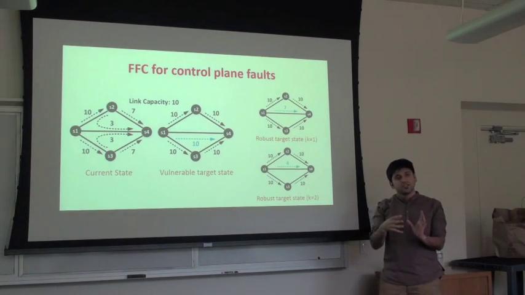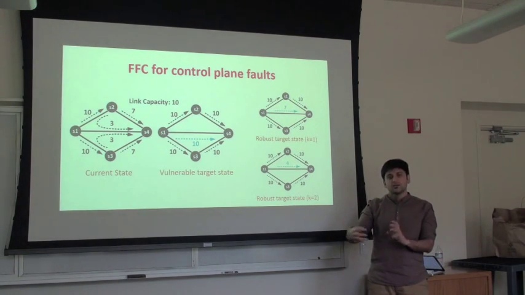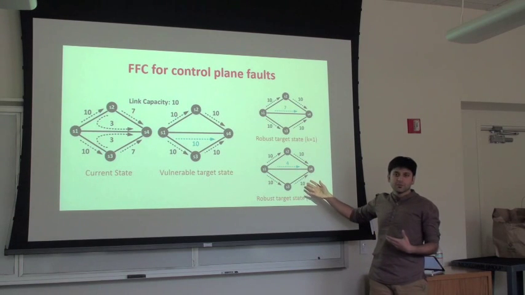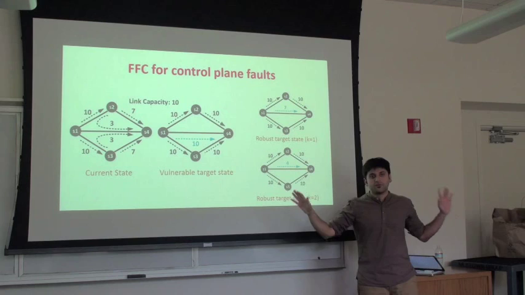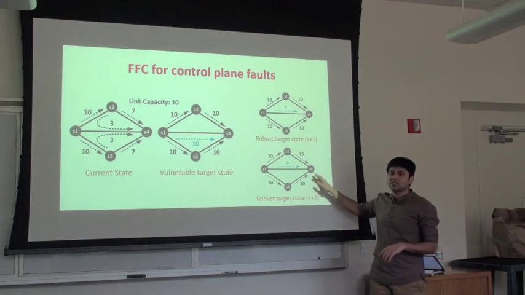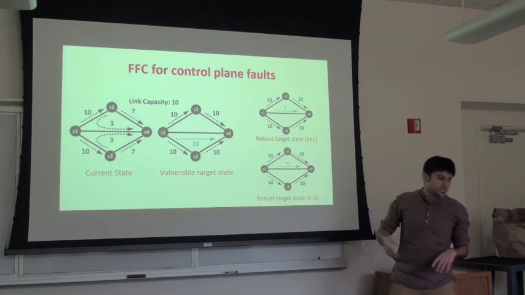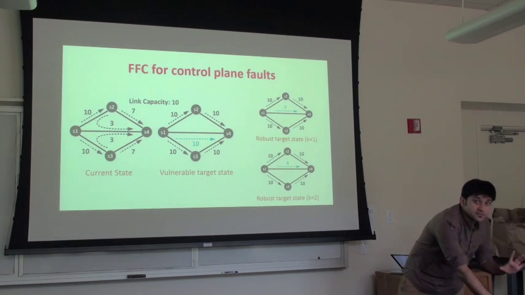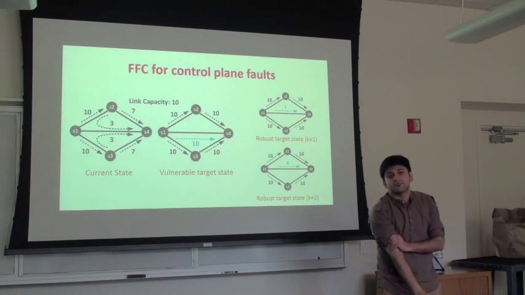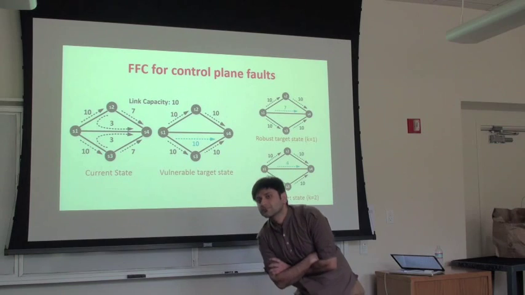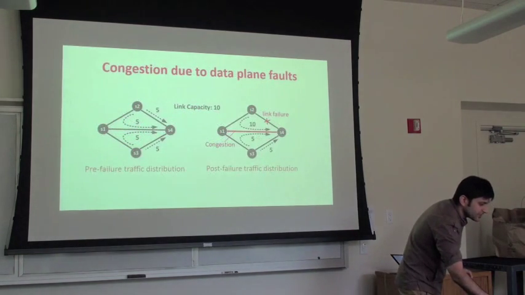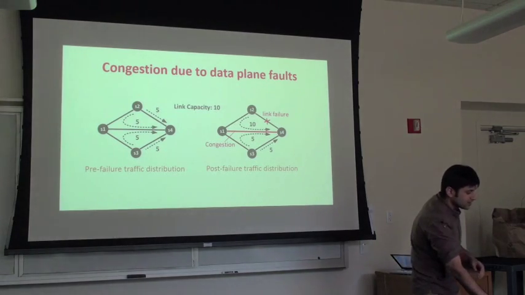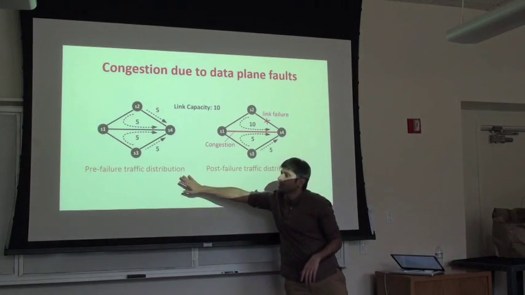Just like FEC, the amount of protection you add, the overhead goes up. If you have intuitions about FEC, it's exactly the same thing happening there. So this is FFC for control plane faults. Does that mean you're actually scheduling less traffic? Yes.